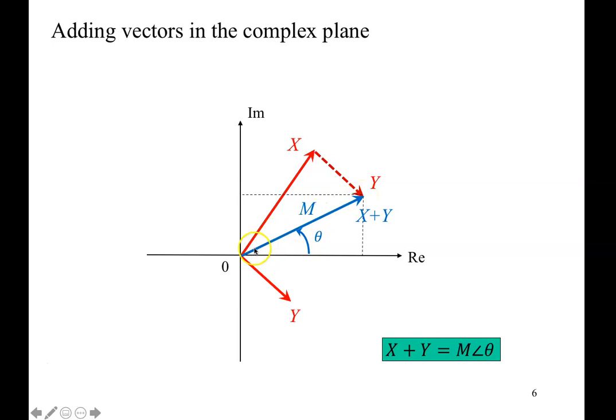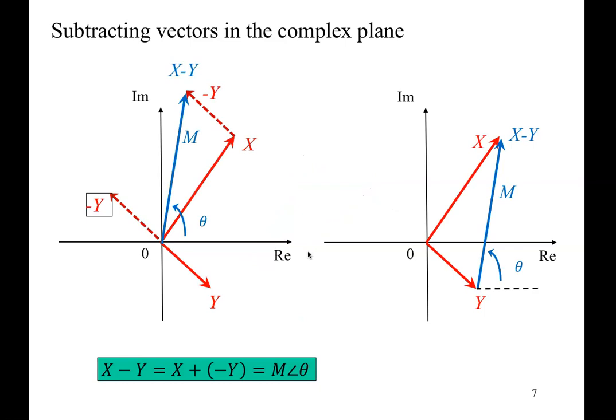So I draw X, then add Y to the end of X. Now we carry arrows. At the end of Y, that's where the arrow is pointing to. So I'm going to draw a line between the point of origin and the end of Y. That's my X plus Y, and that's my angle there. Okay, two approaches: either you draw a parallel line or you just add one to the other.